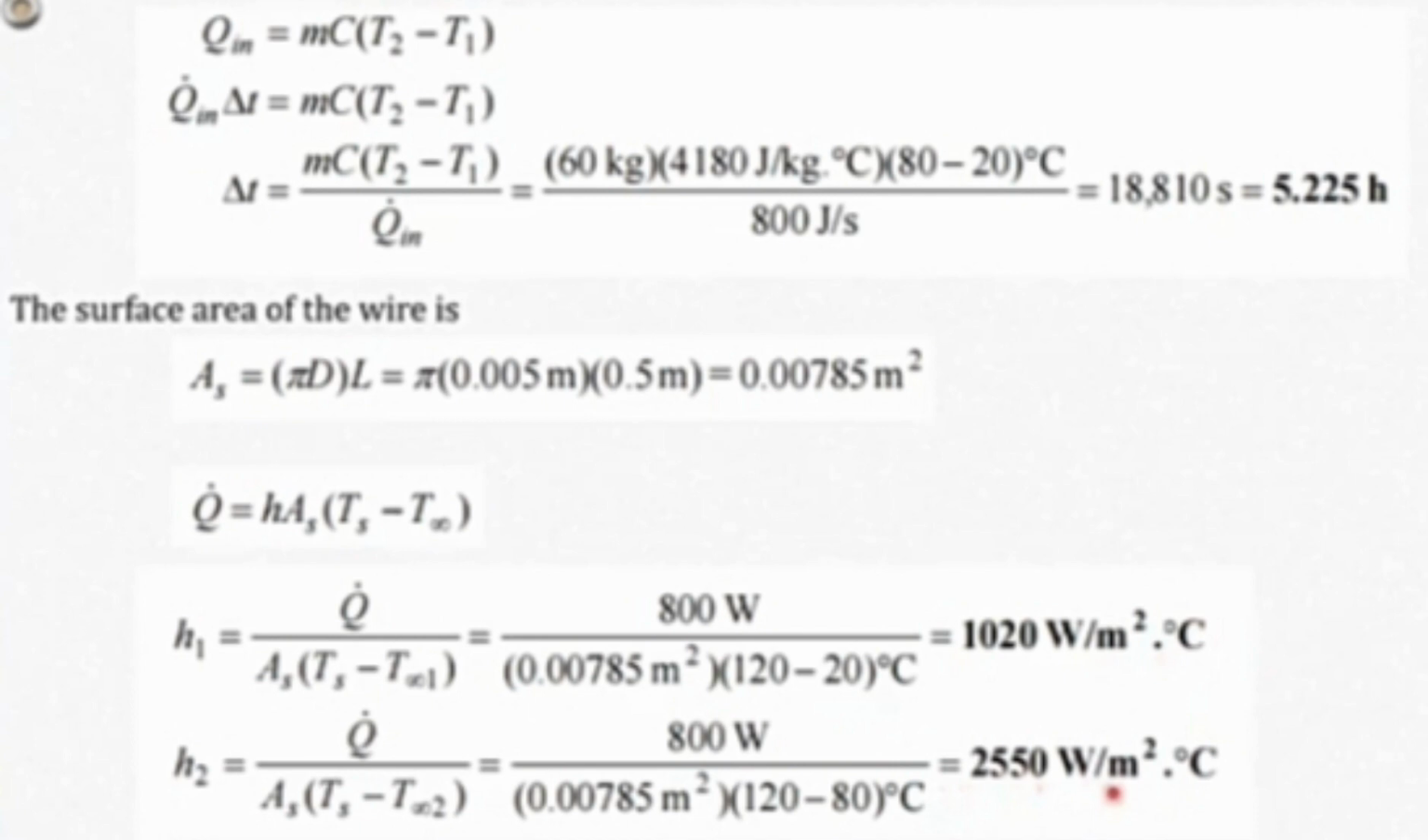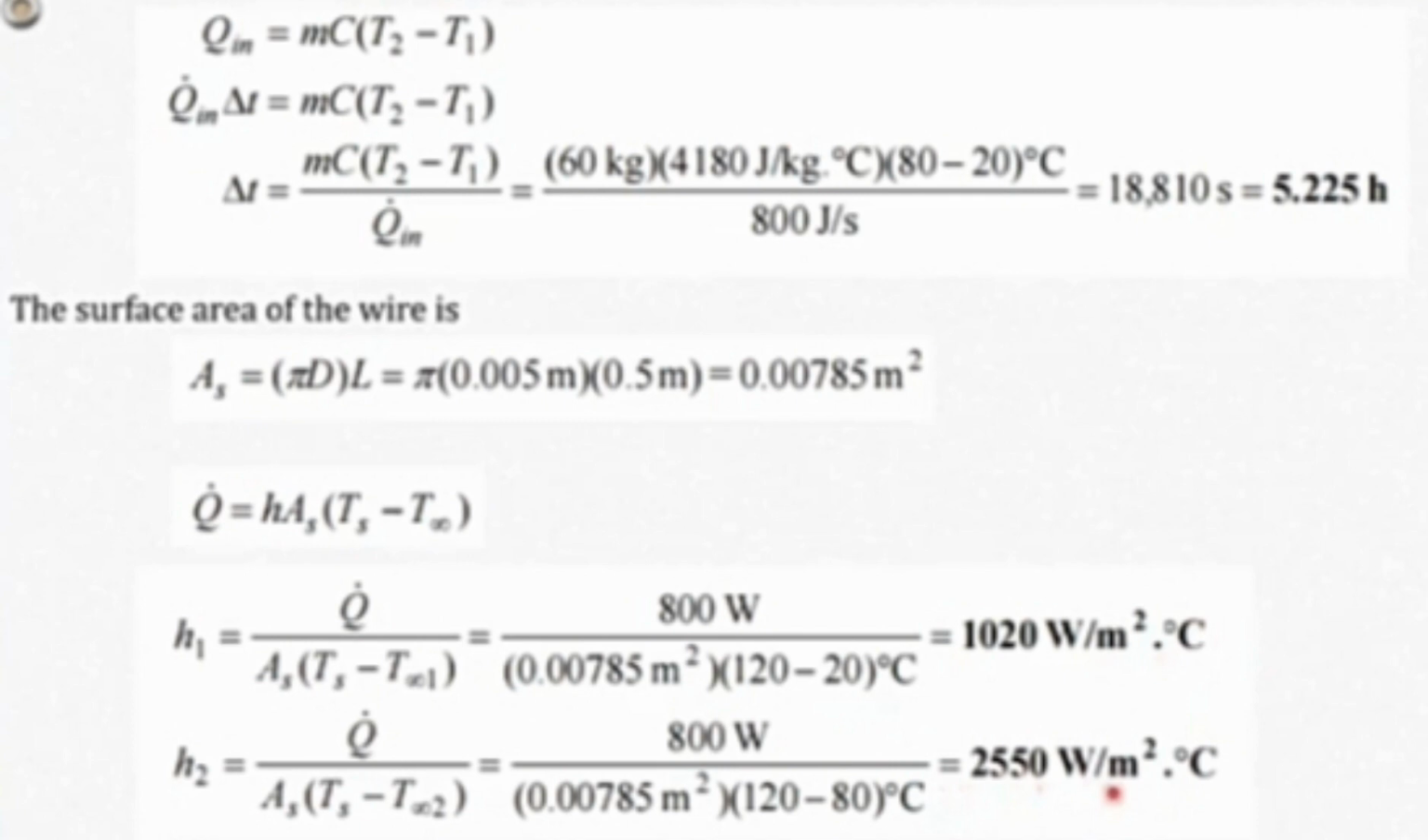And now for our surface area, we have the formula pi times diameter times L. So we have pi times 0.005 meter, that is our diameter, times the length, that is 0.5 meter, and we get our surface area equal to 0.00785 square meter.